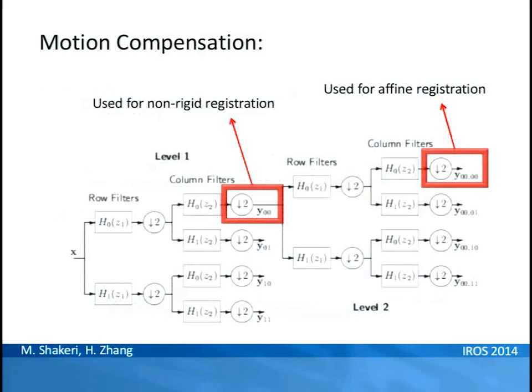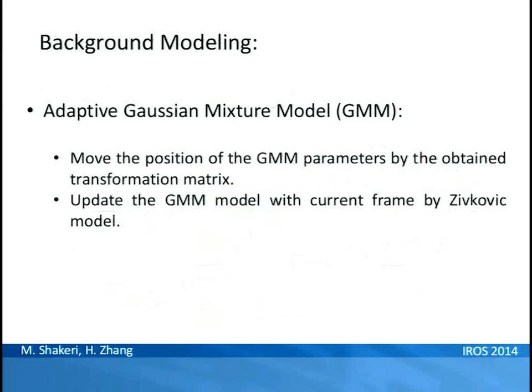And so in the two-level method that we're doing, we first use the first level for non-rigid registration, and in the second level, we do the affine registration. For the background modeling, we're using an adaptive GMM, and by looking at the differences across different frames, we are able to get candidate pixels for the foreground.